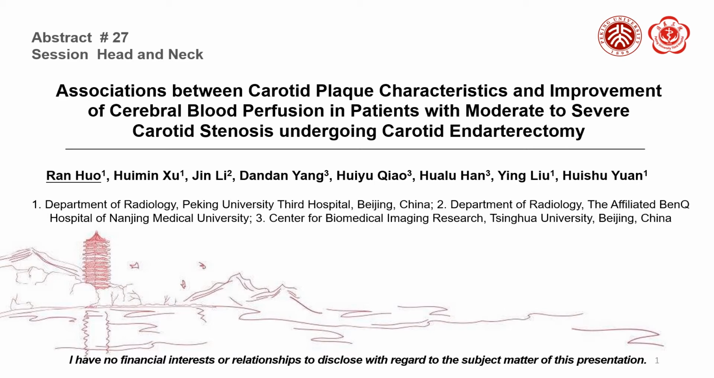Today my presentation is Associations between carotid plaque characters and improvement of cerebral blood perfusion in patients with moderate to severe carotid stenosis undergoing carotid endarterectomy.